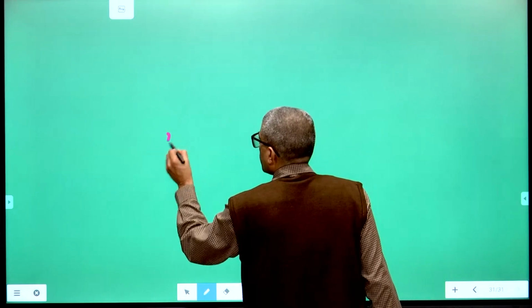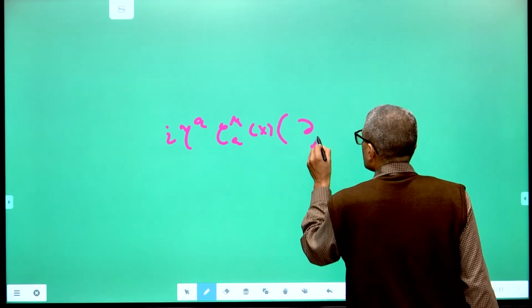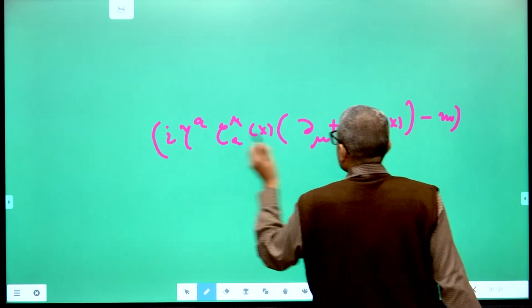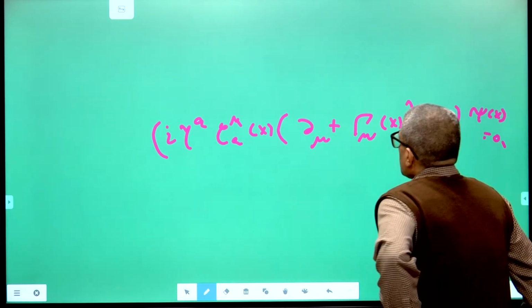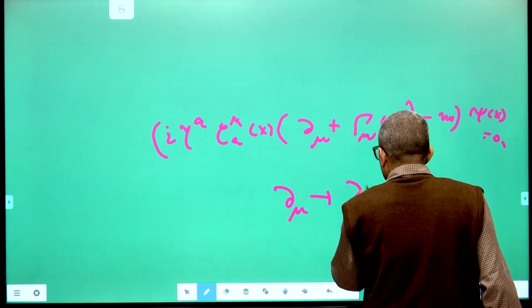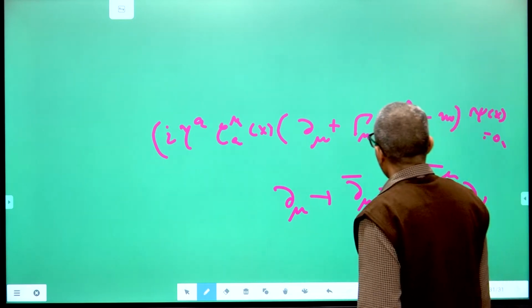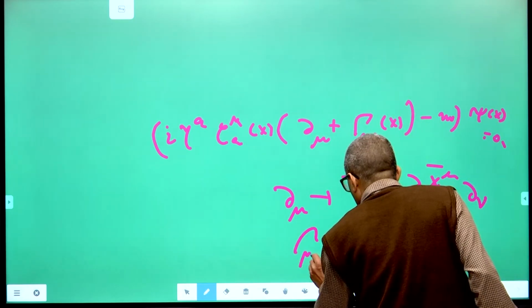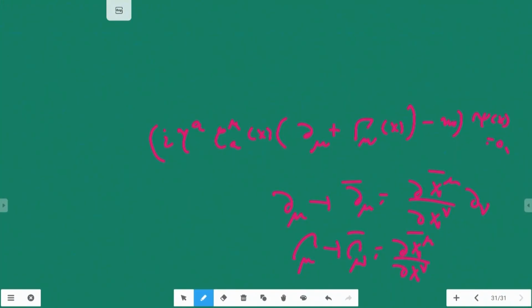So you can see that the equation becomes (iγ^A e_A^μ(x) (∂_μ + Γ_μ(x)) − m) psi = 0. Γ_μ, the spinor connection, is yet to be determined, but see that this has diffeomorphism invariance, because under diffeomorphisms what does ∂_μ go to? ∂_μ goes to ∂_μ bar, which is ∂x^ν/∂x̄^μ times ∂_ν, and Γ_μ is also assumed to transform as a covariant vector, so Γ_μ bar is ∂x^ν/∂x̄^μ times Γ_ν.